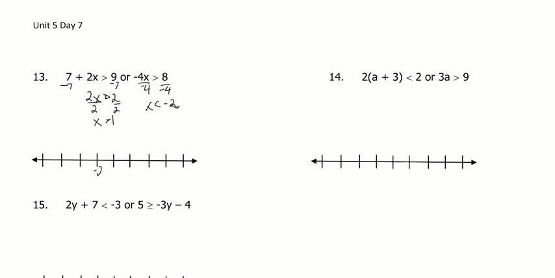So we put our -2 here, we're going to put our 1 there, and that's going to be an open dot above the 1, an open dot above the -2. x is smaller than -2, and x is greater than 1.